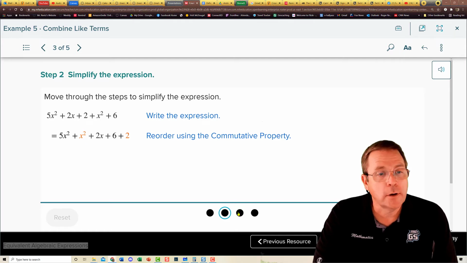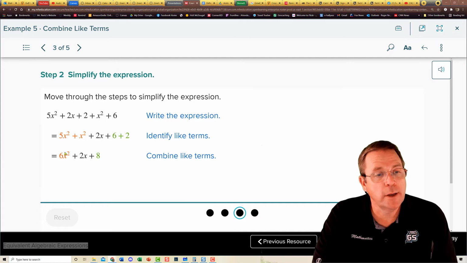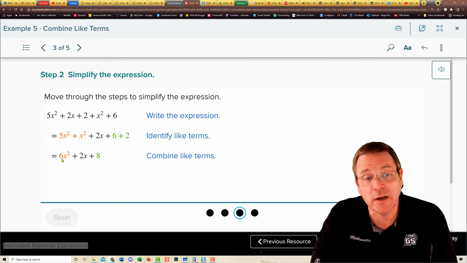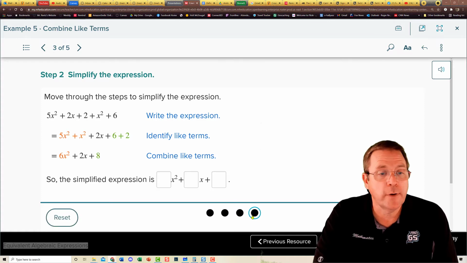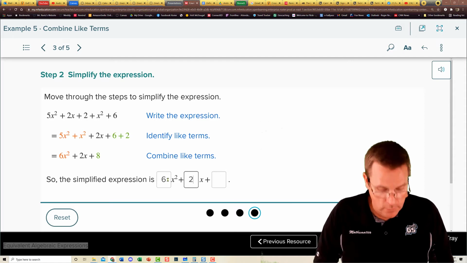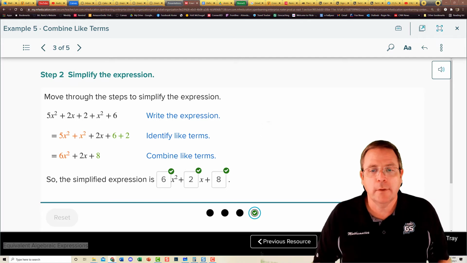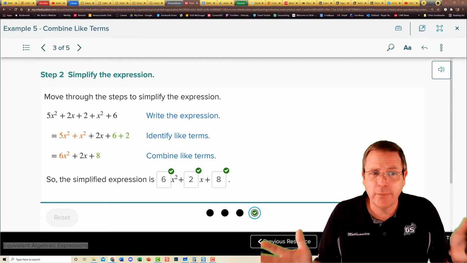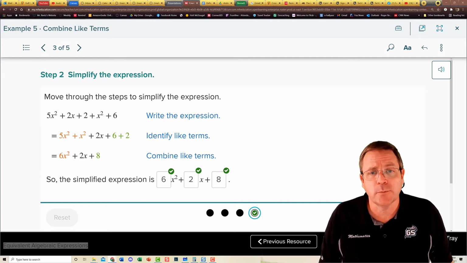From here, they're going to take and, well, now they're just making magic leaps. 5x squared plus 1x squared is 6x squared. That's what I would have done anyhow. The 2x came down, he didn't have any friends to worry about. The 6 plus 2 gave them 8, so the final answer was 6x squared plus 2x plus 8. Check your answer, and the answer checks. Easy math, nothing to do on these things. You just got to find the like terms, stick them together, add or subtract them.